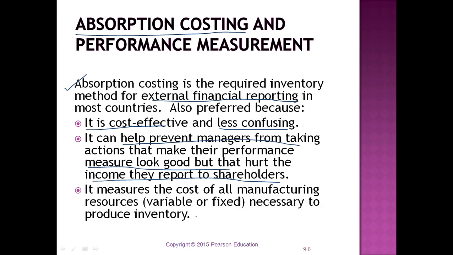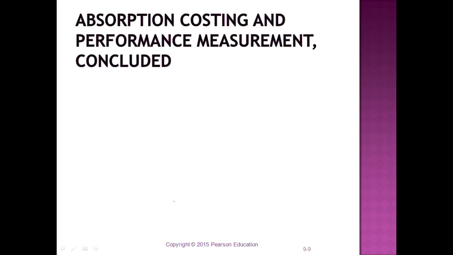And basically, the third reason could be that it measures the cost of all manufacturing resources, regardless of whether it's a variable or fixed. So for producing the inventory, it's not only the variable cost that gets affected, but also the fixed cost. So that's another reason why absorption costing is less confusing than variable costing. However, we'll also see what is the importance of variable costing in the upcoming slide.